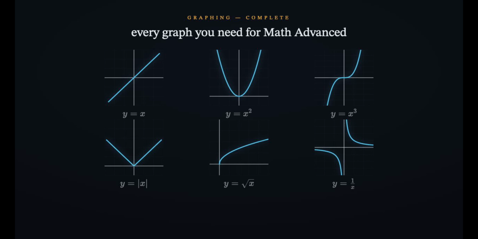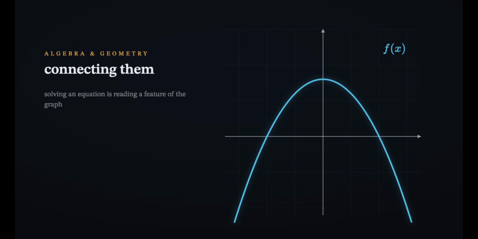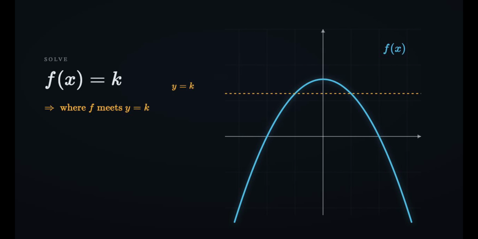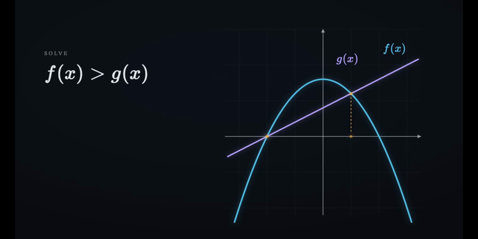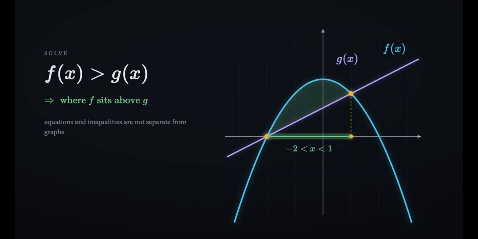Alright, that's all the graphs you need to know for Maths Advanced. Now let's look at what the meaning of all this is. We've learned the algebra and the geometry, now we need to connect them. Imagine we have a function f(x). If you solve f(x) equals 0, you are finding the x-intercept. If you solve f(x) equals k, you are finding where the graph intersects the horizontal line y equals k. If you solve f(x) equals g(x), you are finding where the two graphs intersect. And if you solve f(x) is greater than g(x), you are finding where the graph of f is above the graph of g. So equations and inequalities are not separate from graphs.